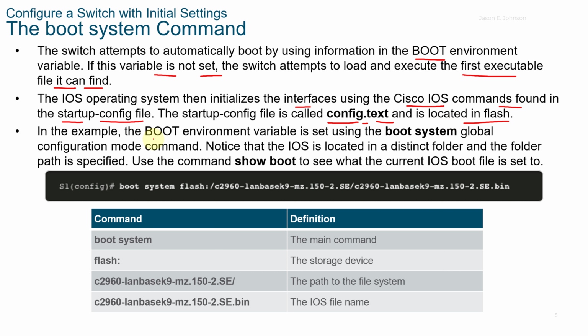In the example below, the boot environment variable is set using the boot system global configuration mode command. Notice that the IOS is located in a distinct folder, and the folder path is specified. You can use the command show boot to see what the current IOS boot file is set to. In the command boot system, that's the main command. Flash is the storage device. This name right here is the path, and this name right here is the IOS file name.